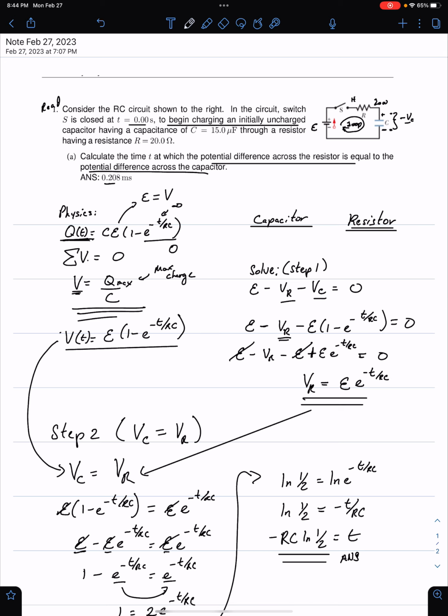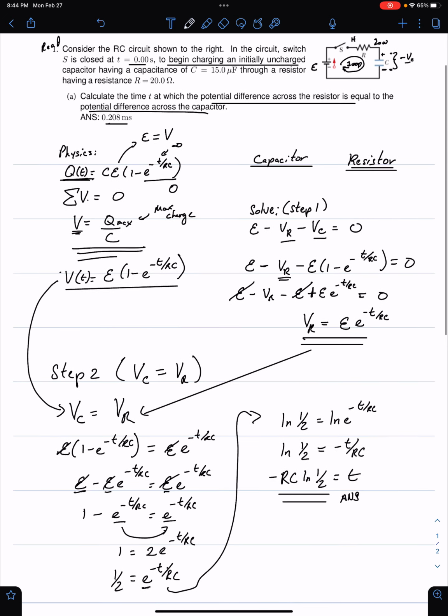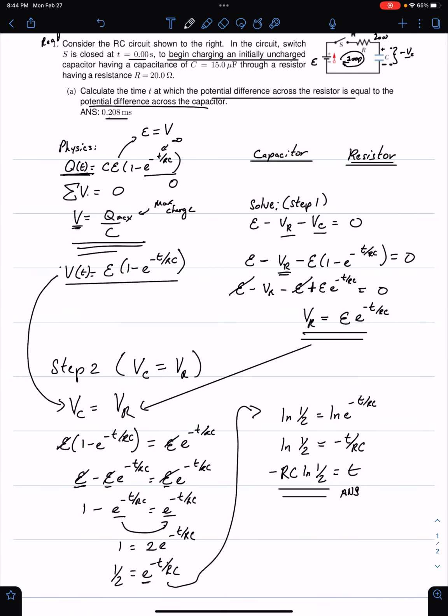And that will equal 0.208 milliseconds. So we have a step 1 where you're using Kirchhoff's, and a step 2 when you're actually applying the equation for what it's asking for in part A.